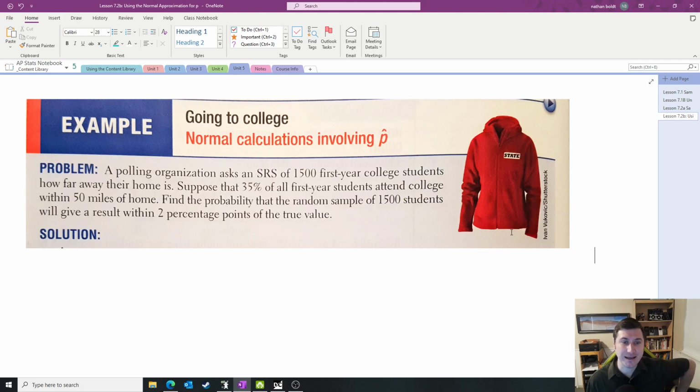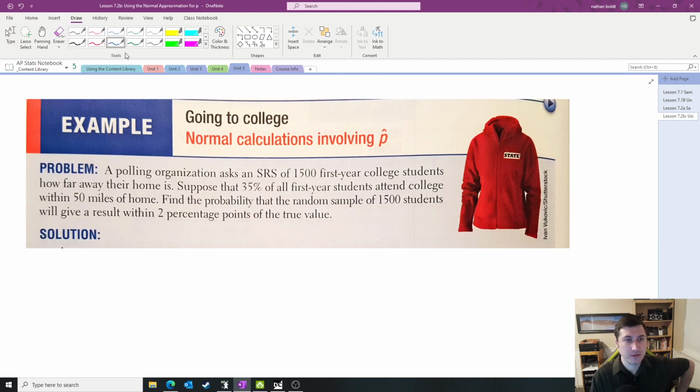All right, that is our population parameter. So we kind of already know the actual true proportion. 35% of all first-year students attend college within 50 miles. Find the probability that the random sample of 1,500 students will give a result within 2 percentage points of the true value. So our sample might not give us exactly 35% being within 50 miles of home because of sample variability. But what are the chances that it's within 2 percentage points?